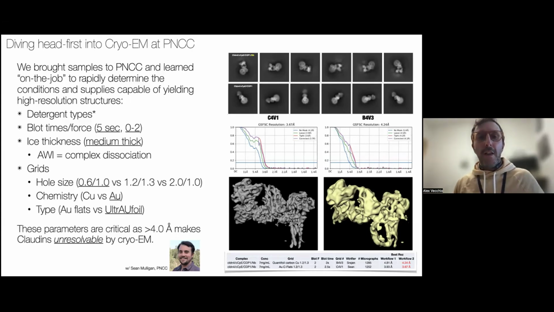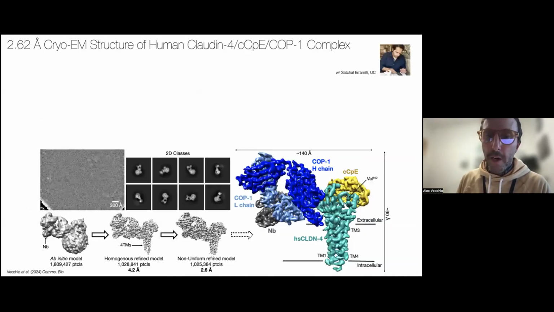And so now that we knew exactly how to prepare samples and how to vitrify them and what grids we needed to use, we immediately sent fresh complexes to our collaborators at the University of Chicago in Tony Kossiakoff's lab, who has access to a 300 kV Krios. And the first complex that we sent them was the complex of Claudin-4 bound to the C-terminal domain of this toxin, bound to COP1 with an anti-Fab nanobody. And immediately we could tell that the data was going to go to high resolution based on the 2D class averages. And this resulting structure ended up to be 2.62 angstroms.